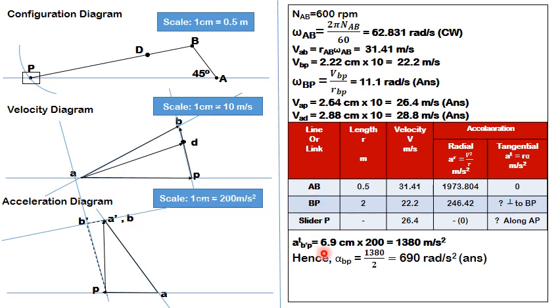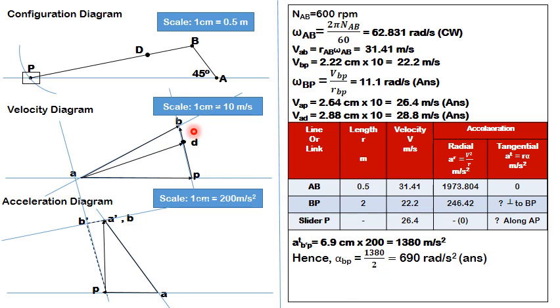So alpha BP will be equal to this value divided by the length of this connecting rod, which is 2, and the answer is 690 radians per second square. So that's what is the answer. And then next what we have to find out is for the point D, how much is the acceleration. That's what has been asked.